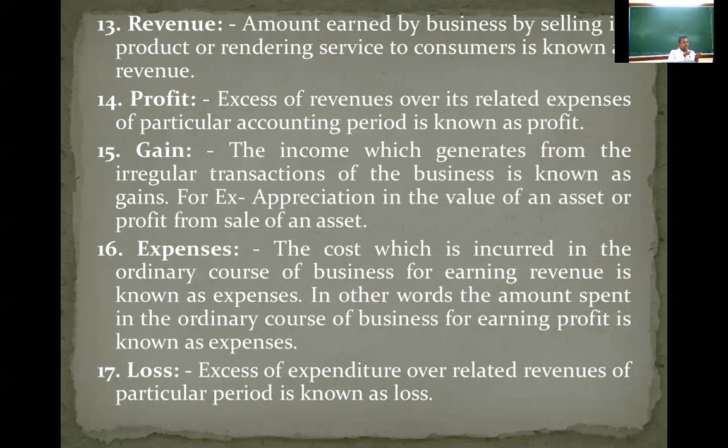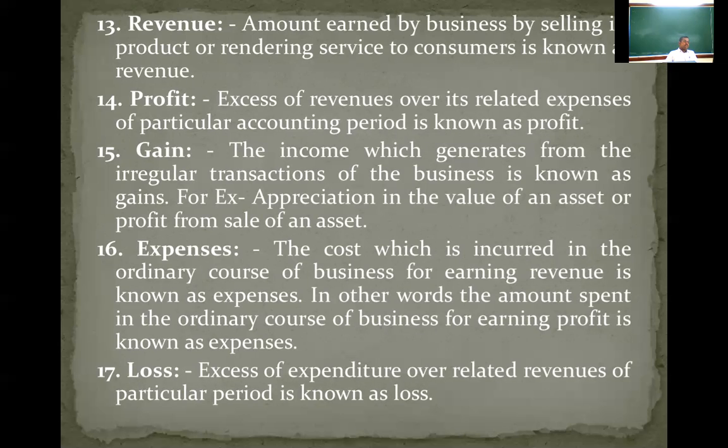So, in order to earn this 100 rupees revenue, we spent 80 rupees. That 80 rupees is known as what? 80 rupees is known as expenses. The difference between that 100 rupees and 80 rupees is 20 rupees, which is known as profit. So profit is nothing but the excess of revenue over its related expenditures. In this example, revenue is 100 rupees and related expenditures are 80 rupees. So the excess of revenue over related expenditures of a particular accounting period is called as profit.